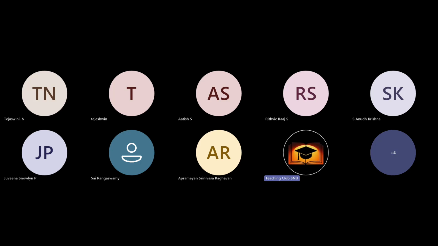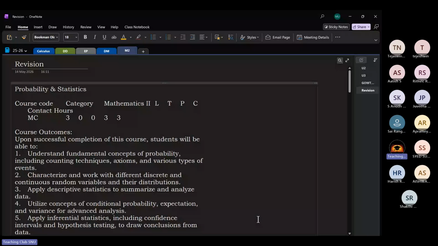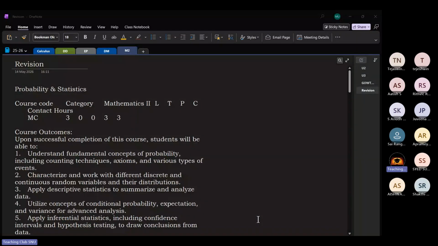All right. So I just want to quickly skim through the syllabus. So just give me a second. I hope the screen should be visible now. Yes. So, talking about probability and statistics, which is Marks 2 for you, right?